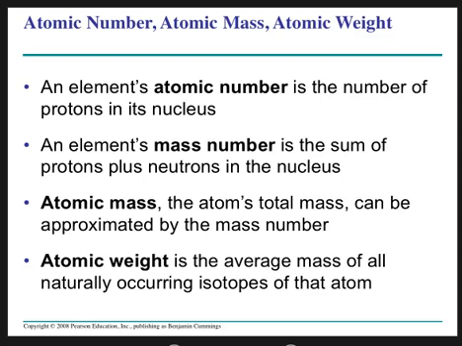So we'll look at an example for certain, but the number of protons and the number of neutrons equals the mass number. If you are given the mass number and the atomic number, you can find the number of neutrons through subtraction. Mass number minus atomic number will give you the number of neutrons. Atomic mass is the atom's total mass, and it's pretty close to the mass number. It's approximated by the mass number. And then atomic weight is an average of all of the naturally occurring isotopes of an atom. And we'll talk about isotopes in a little bit, but basically it's the same number of protons, different number of neutrons, but we'll get to isotopes.